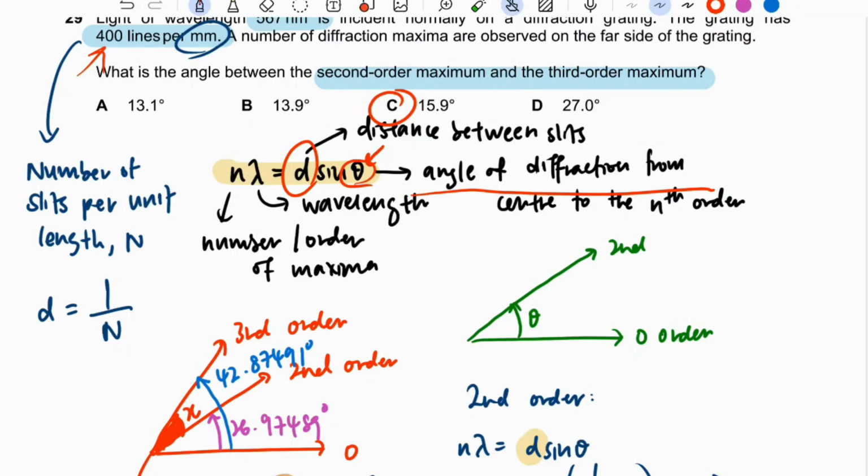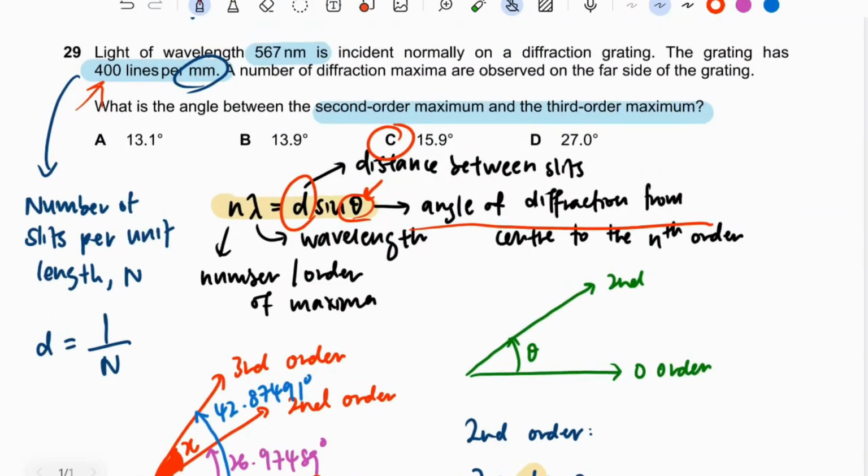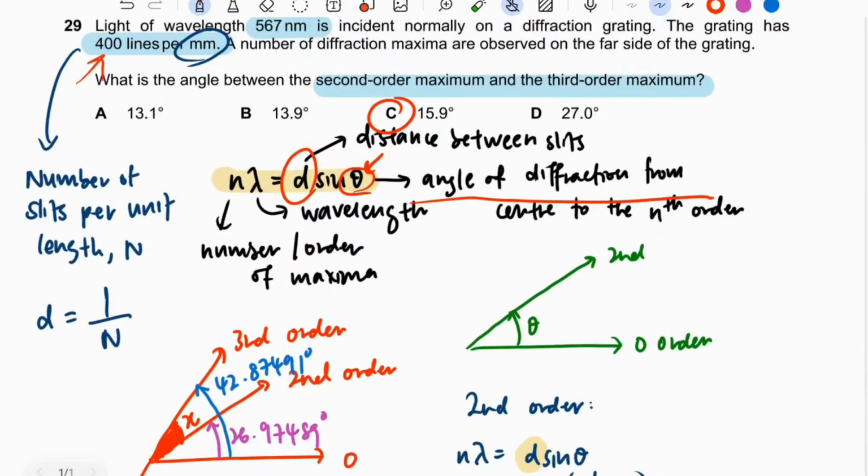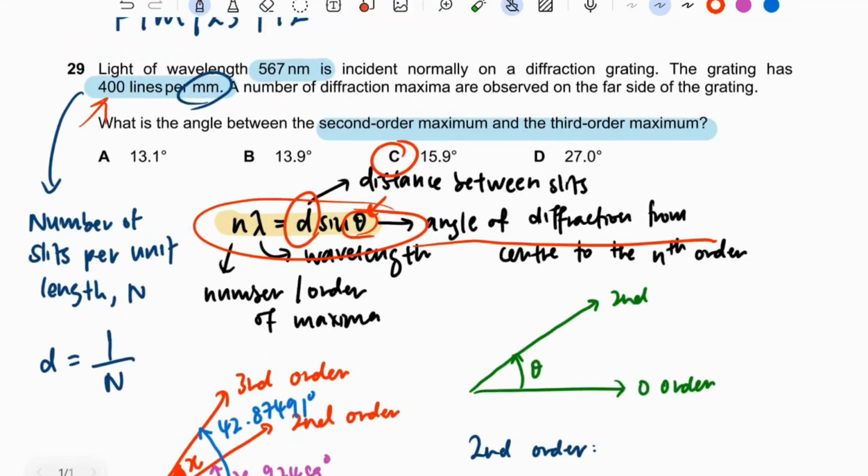So this is actually an interesting question, because as far as I'm concerned, I've never come across this before, but it's definitely doable if you understand how the formula works. So make sure to understand your formula and not just memorize it. Okay, and that's all for today's video. I hope you get an idea on how to solve this question and understand better about diffraction grating.